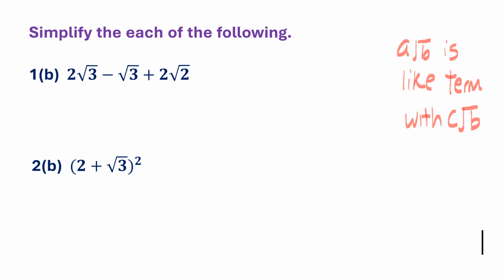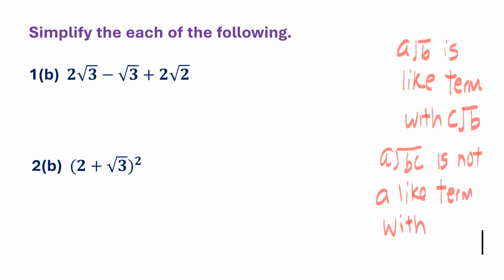Right. If you have a square root bc, this is not a like term with the square root b. Okay, so basically you must make sure that what is in the radical sign must be the same. If it's square root b, the other guy also must be square root b, but the number in front of your radical signs can be any real numbers.